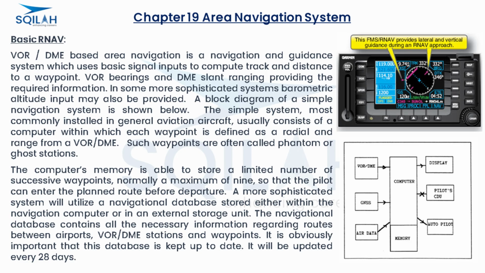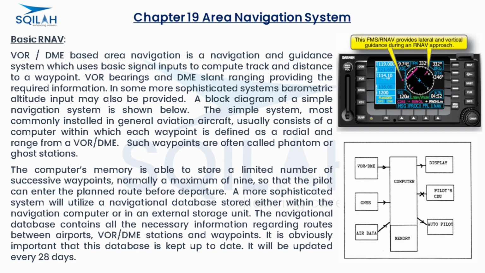The simple system, most commonly installed in general aviation aircraft, usually consists of a computer within which each waypoint is defined as a radial and range from a VOR/DME. Such waypoints are often called phantom or ghost stations. The computer's memory is able to store a limited number of successive waypoints, normally a maximum of 9, so that the pilot can enter the planned route before departure.